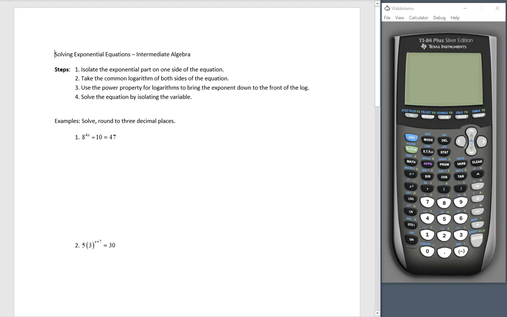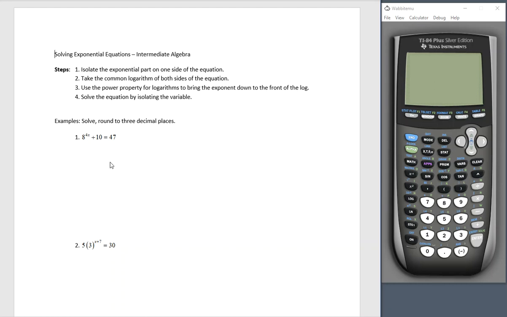Hello, and welcome to solving exponential equations. This is going to be an intermediate algebra view of it, so they're going to work out a little bit better than some of our other options later on, like in the college algebra lecture series. Okay, so how do we do this?